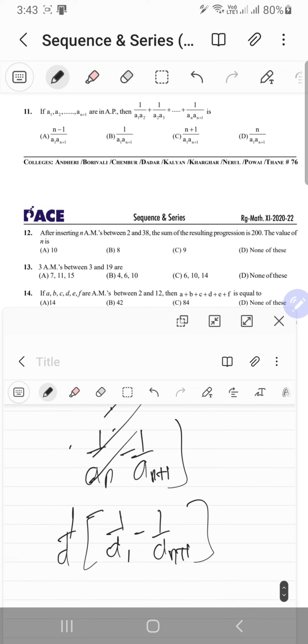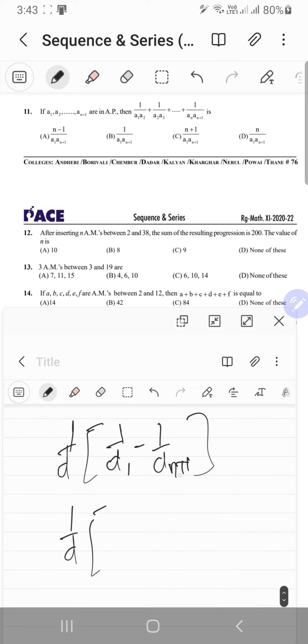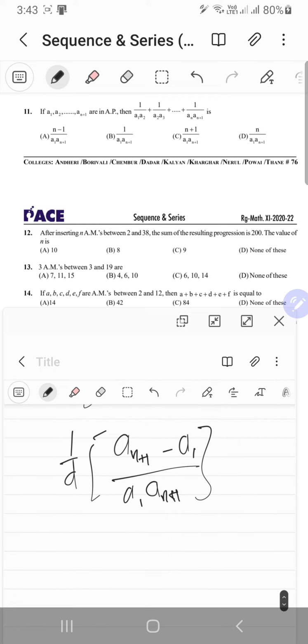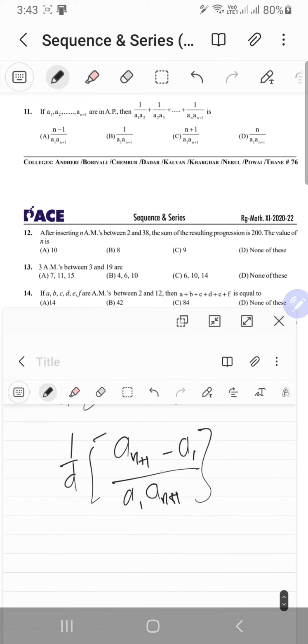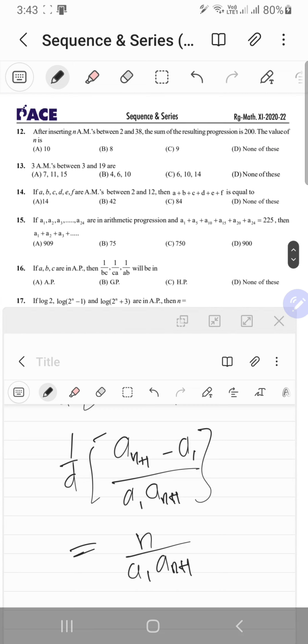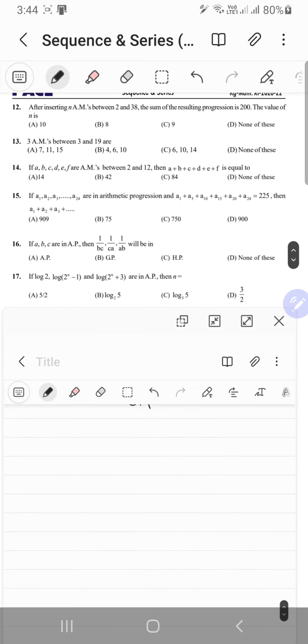Yes, so this will be 1 upon d into an plus 1 minus a1 upon a1 an plus 1. Yeah, and what is an plus 1 minus a1? That's n times the difference. So this is equal to n upon a1 an plus 1, I think. Yeah, this looks correct. Next, after inserting n AMs between 2 and 38, the sum of the resulting progression is 200.